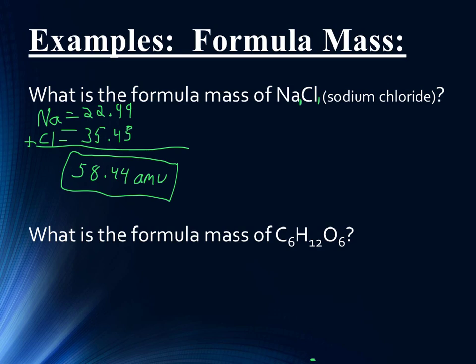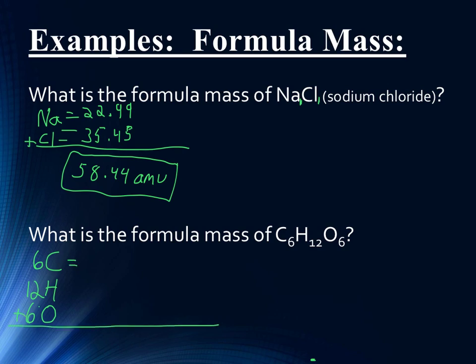So we're going to move on to a compound that you might be familiar with from bio, at least if you took it at this school and you had it last year. You saw C6H12O6. Most of you know this is glucose. All right, and glucose has 6 carbons, 12 H's, and 6 O's. And now we've got to add all that together.